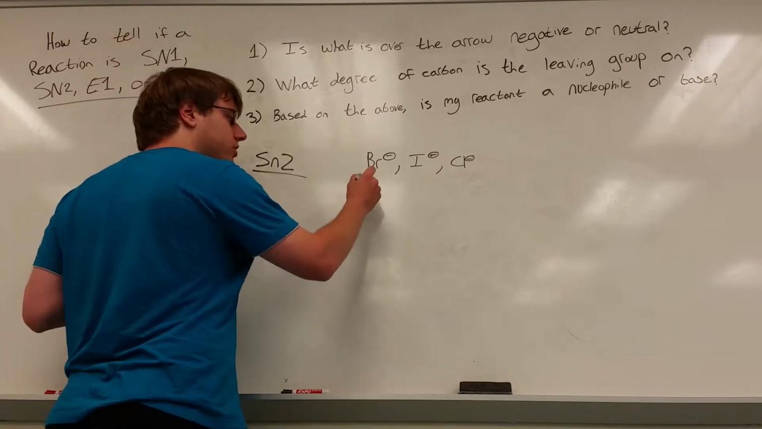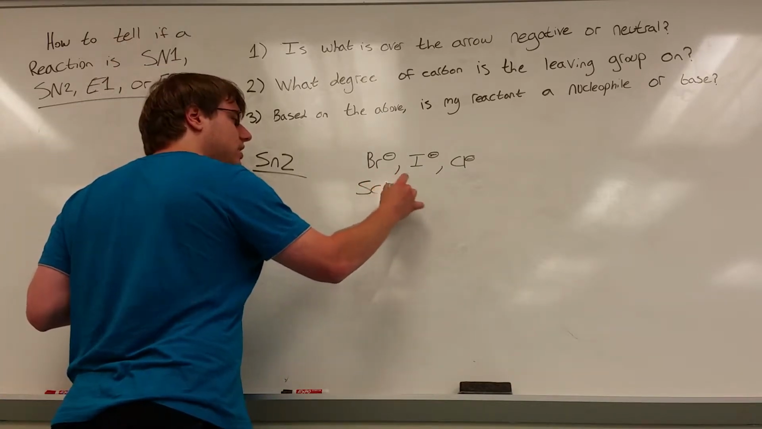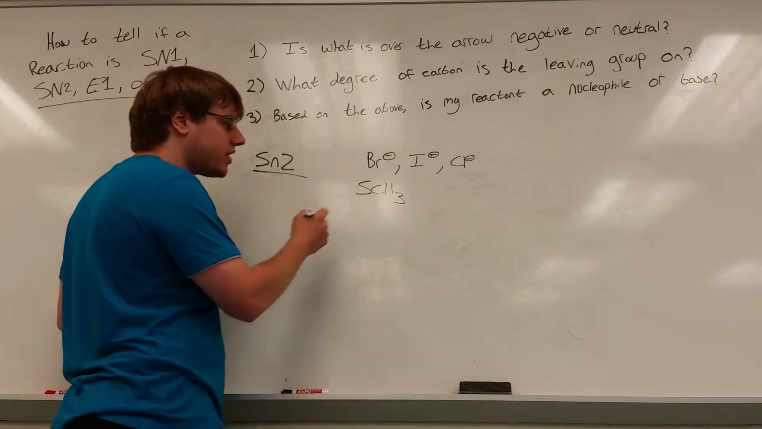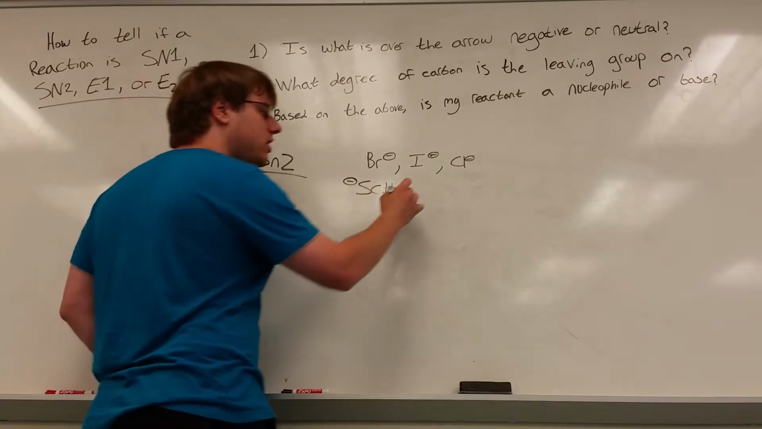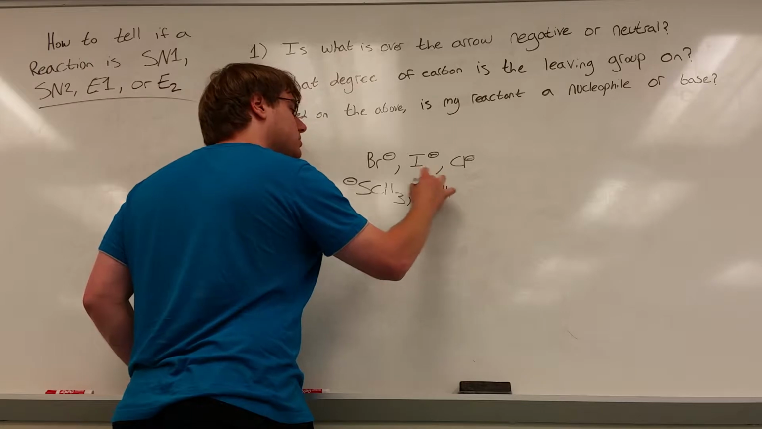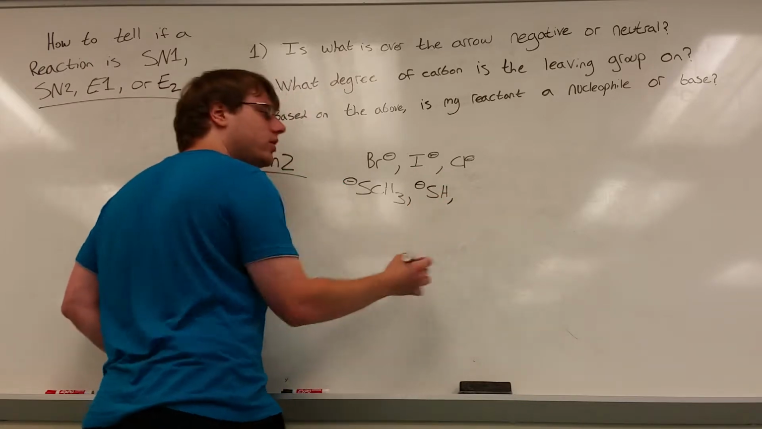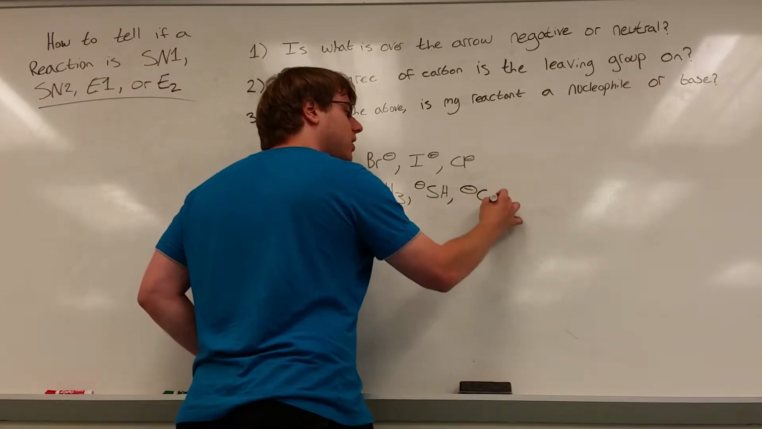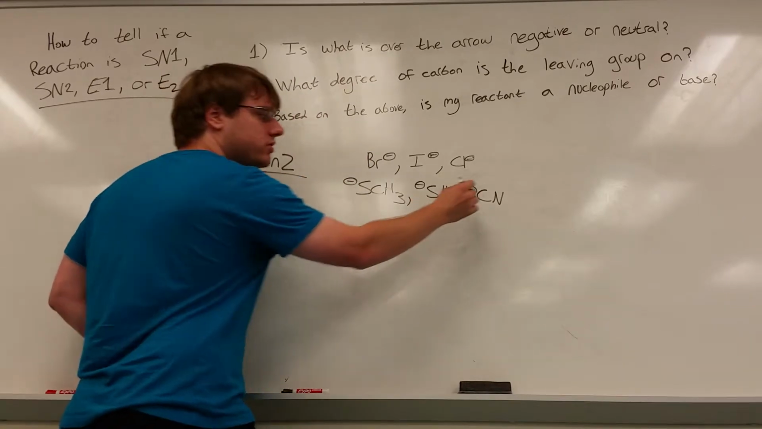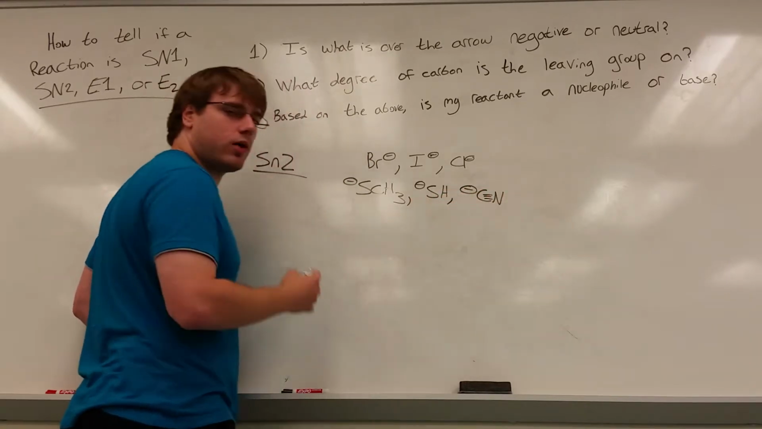Other super good nucleophiles that much prefer doing SN2, anything involving sulfur, and most commonly on the second exam that would be either SCH3 minus or SH minus. 2 other ones, C triple bond N. We write it CN for short, but there's actually a triple bond connecting those 2 atoms.